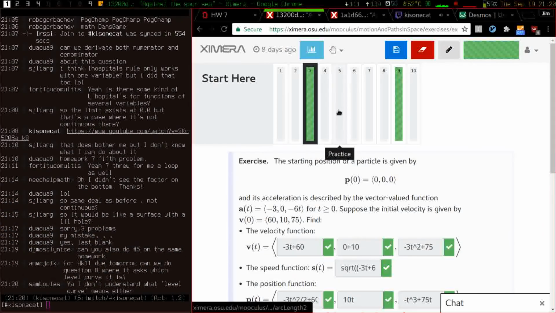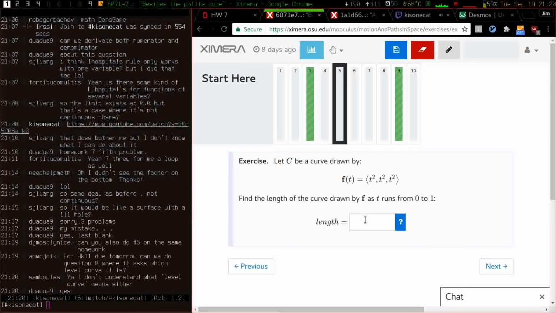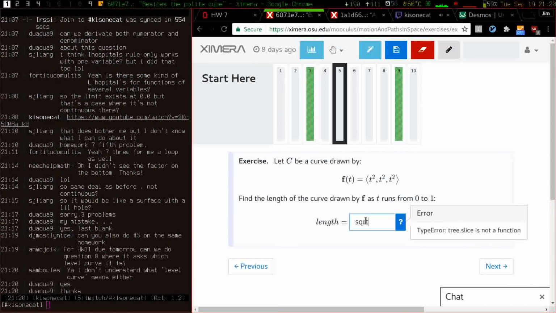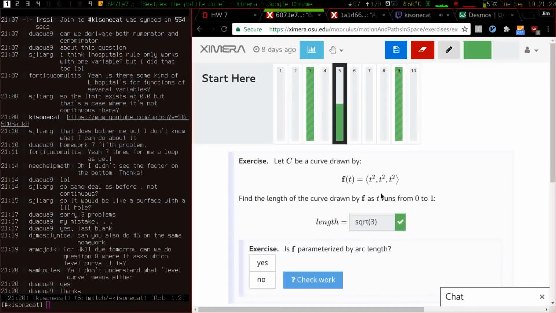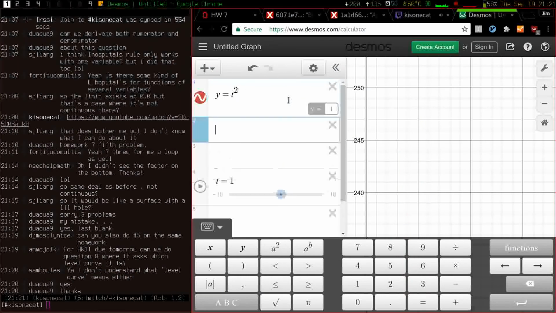We're going to look at problem 5 on this homework. Let C be a curve drawn by this. Oh, find the length. This is great, this is the one I was excited to do. Why that happened is because this curve is actually just a line segment. I bet you can even do this in Desmos.